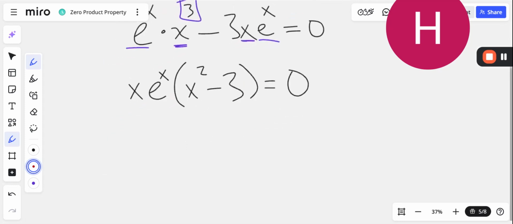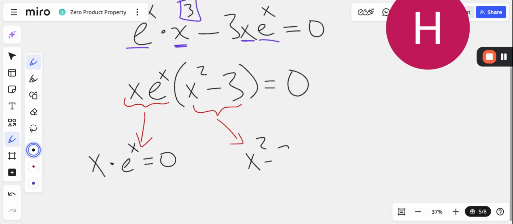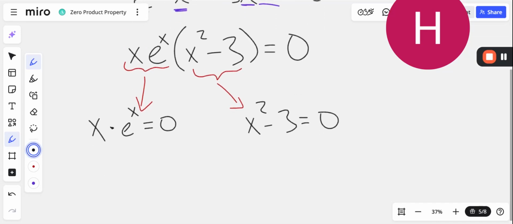So what we're going to do is say, okay, well, that means x times e to the x could possibly equal 0, or x squared minus 3 could possibly equal 0. And you get a lot of practice with this kind of thing when you're in Algebra 2, especially when you're in pre-calculus. But I just want to remind you that it's going to come up lots in calculus, especially in problems where you're expected to perform your work by hand, like on the AP exam.